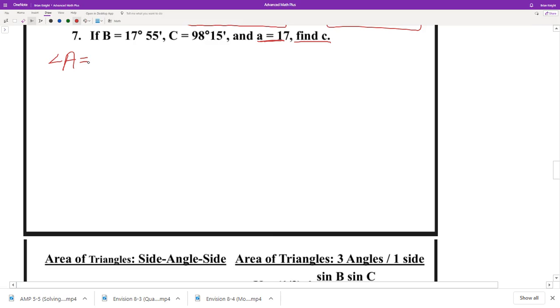They didn't ask me to find angle A. I just have to find angle A in order to find side C. Okay? So it's a necessary evil here. So 180 minus 17 degrees, 55 minutes, minus 98 degrees, 15 minutes. Can you put it in your calculator just like that?